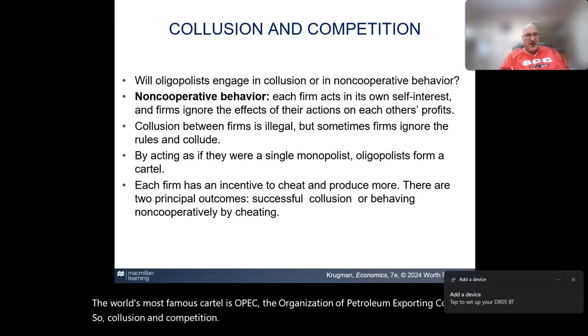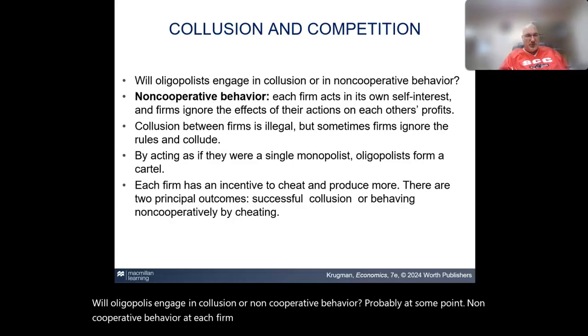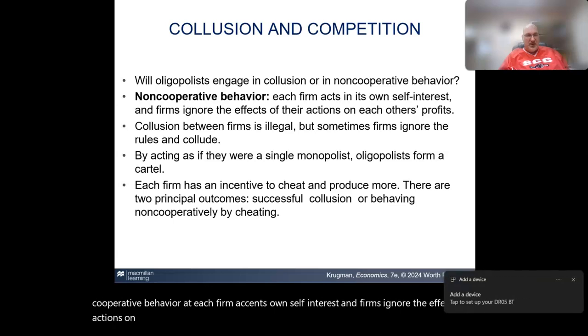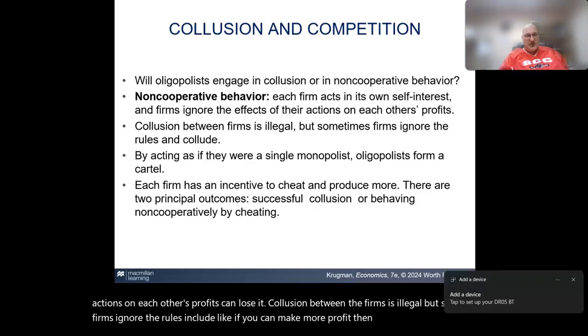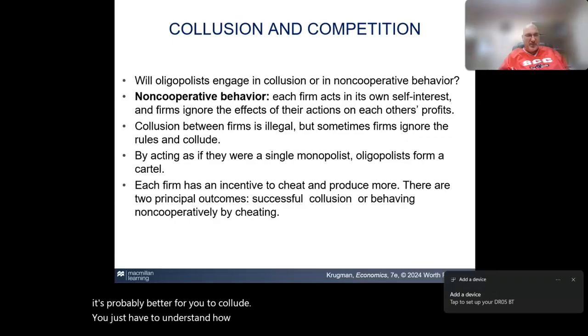Will oligopolists engage in collusion or non-cooperative behavior? Probably, at some point. Non-cooperative behavior means each firm acts in its own self-interest, and firms ignore the effects of their actions on each other's profits. Collusion between firms is illegal, but sometimes firms ignore the rules and collude. Like if you can make more profit than you're going to pay in fines, it's probably better for you to collude. You just have to understand how those rules are built, right?